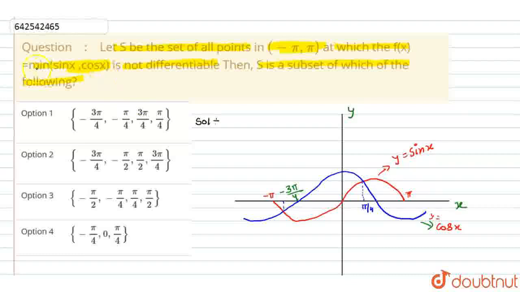Now we are given f(x) equal to the minimum of sin x and cos x. So we have to check the values. The minimum means the lower graph, the one under the other curve. So the lower graph here is the minimum, and under the other graph, this part is also the lower graph.